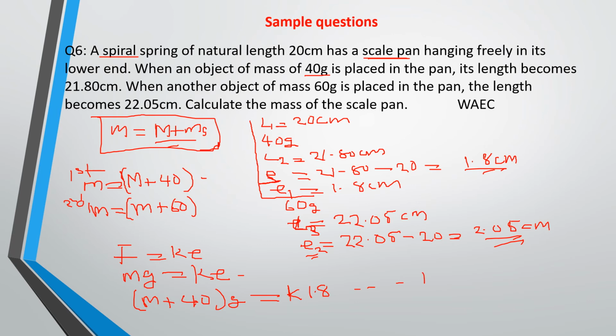Then for the second instance, you have m plus 60 multiplied by G equals to K, and your e is 2.05. So you can take this as equation 2. All right, so you have two equations already, equation 1 and equation 2.